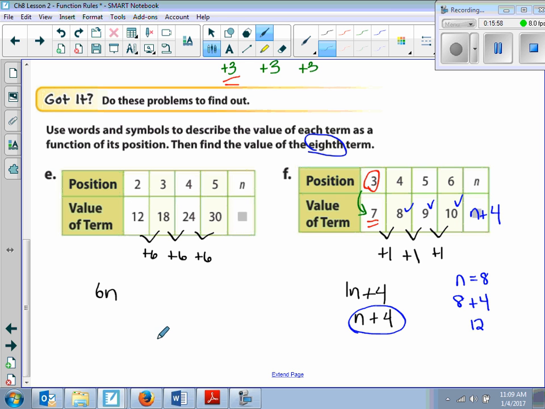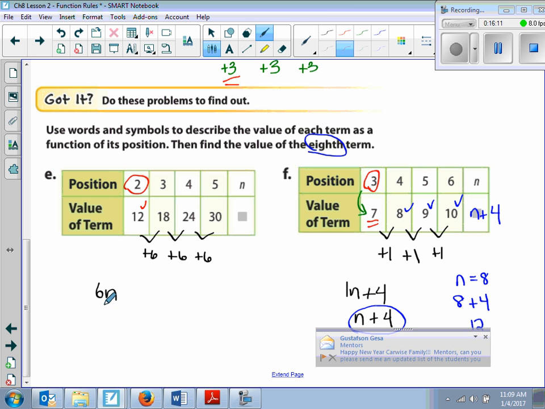Now let's check it out. 6 times 2 is equal to 12, right? 6 times 2 is equal to 12, so that works out. So I didn't have to add anything to the 6n, right? Like we did over there with the example F, right? So here, 6 times 3, check. 6 times 4, check. And 6 times 5, 30.